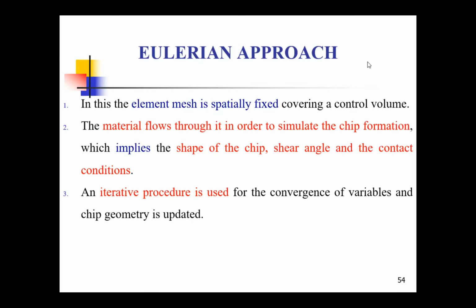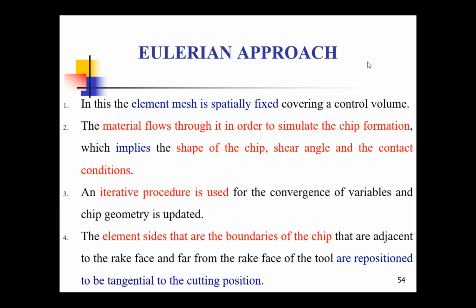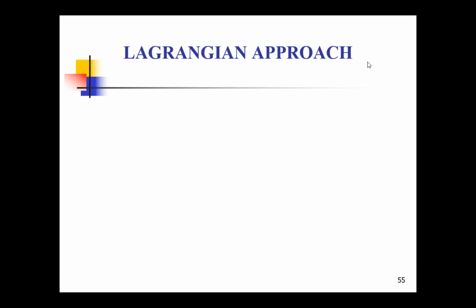In the Eulerian approach, the element mesh is spatially fixed, covering the entire volume. The element sites are nothing but the boundaries of the chip, adjacent to the rake face of the cutting tool, or repositioned to be tangential to the cutting position. So the element sites on the adjacent sides of the rake face are repositioned to be tangential to the cutting position. That is the meshing that is going to take place.